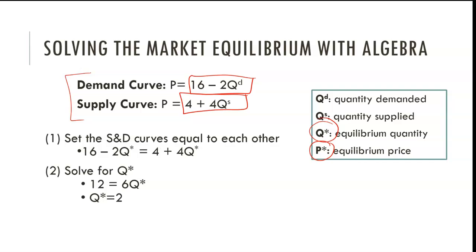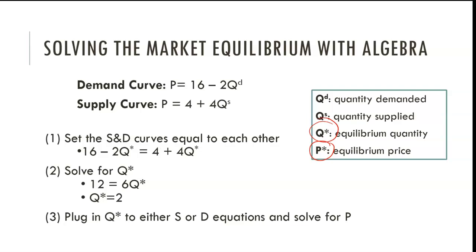We also want to know what our price is. Now to get our price, we can actually just plug that back into either of our original equations. We'll have one variable, one equation, and then we can solve. So plug your value for Q star into either the supply or demand equation and solve for P.